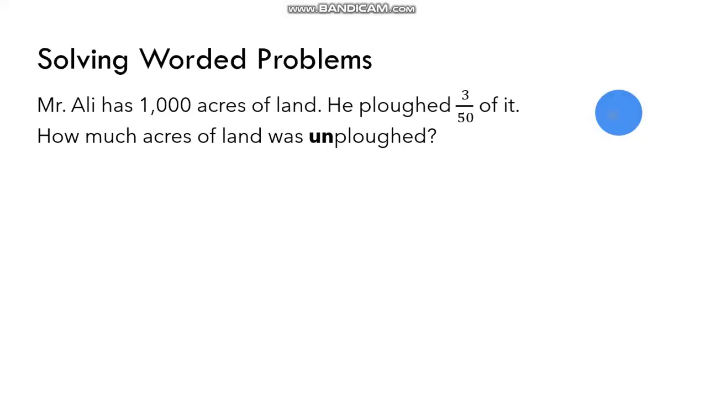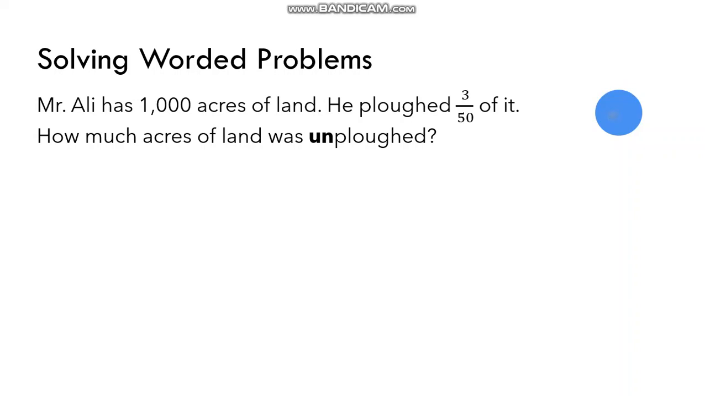Now let's solve another worded problem. Mr. Ali has 1,000 acres of land. He plowed 3/50 of it. How much acres of land was unplowed? When solving a worded problem, ask yourself, what is the question asking you to find? Well, in this case, they gave you how much was plowed and ask you to find how much is unplowed.